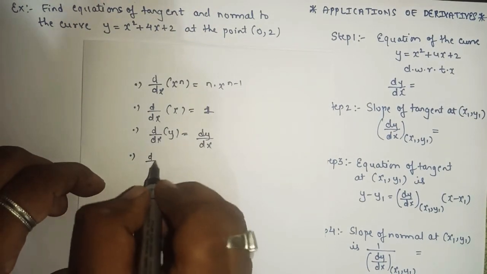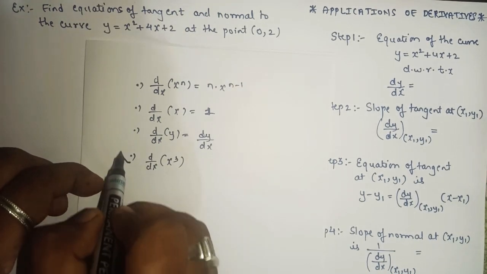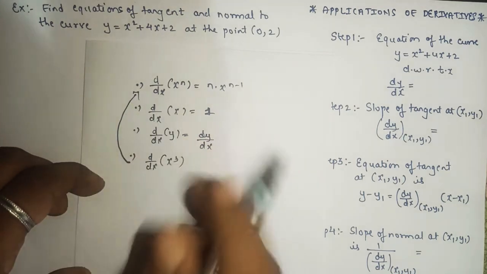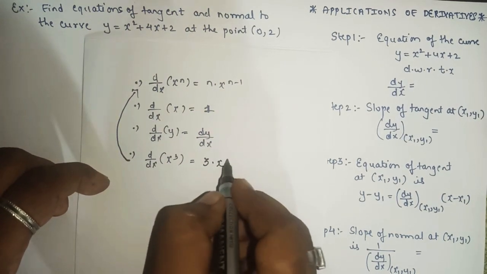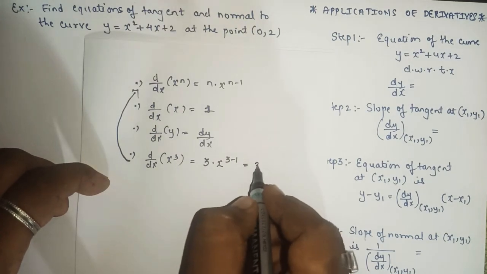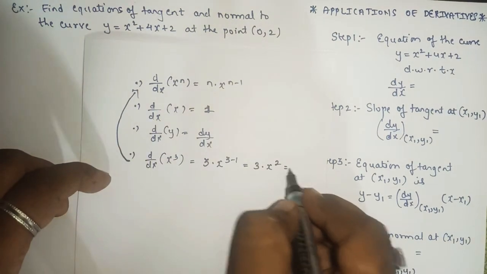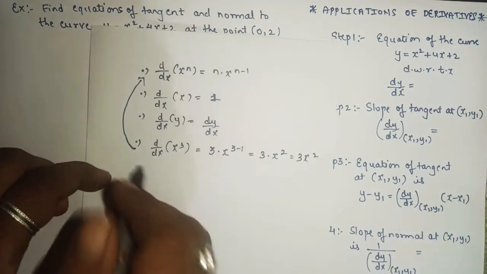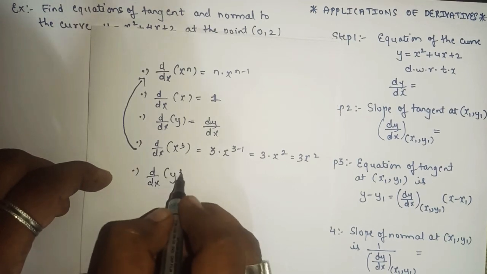Suppose you want to find the derivative of x cube. It looks like x raised to n, so apply the formula. The answer will be 3 into x raised to 3 minus 1, and 3 minus 1 is 2. So here we got the answer 3x square.